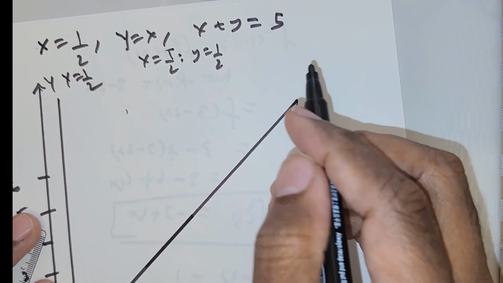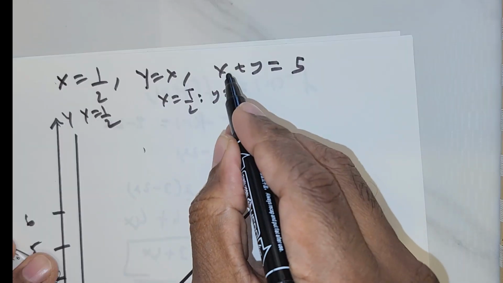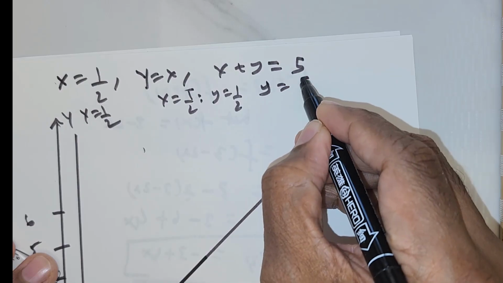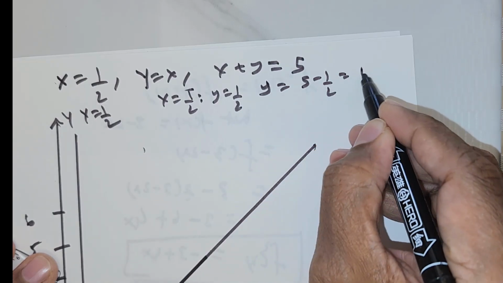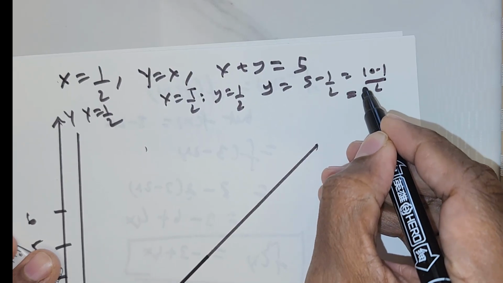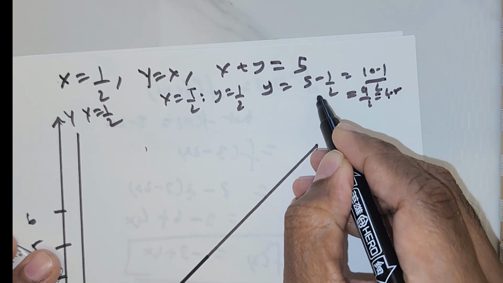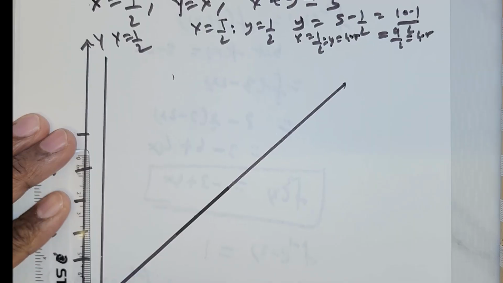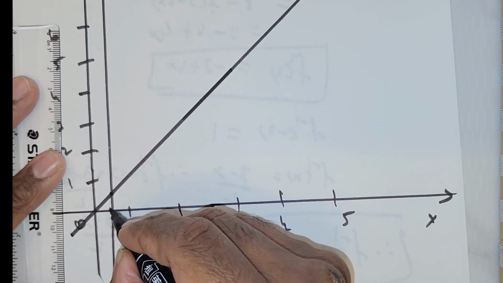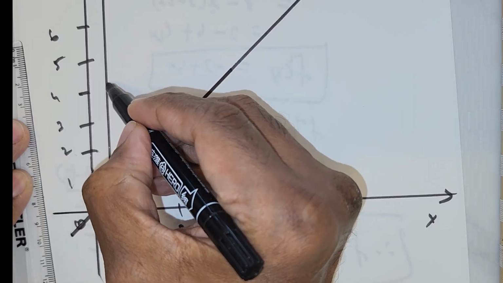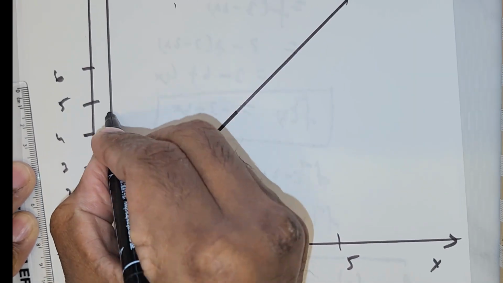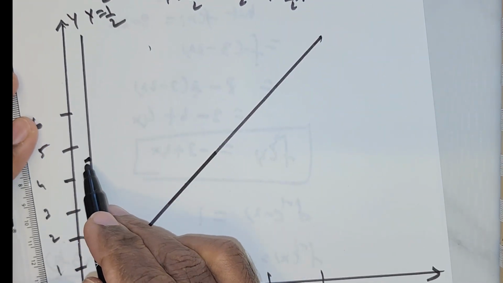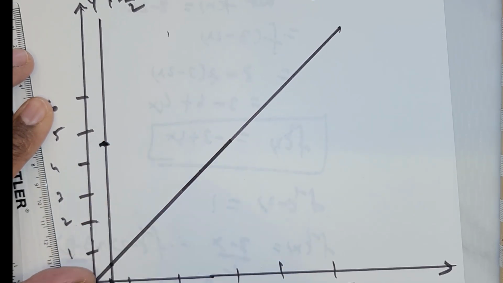Fair enough. Now when x is equal to 1 over 2, you substitute here x is equal to 1 over 2, y is equal to 5 − 1 over 2, which means 10 − 1 over 2, which means 9 over 2, which means 4.5. So when x is equal to 1 over 2, y is equal to 4.5. That means it is over here. There is an intersection for this line x + y over here. So let's mark that.